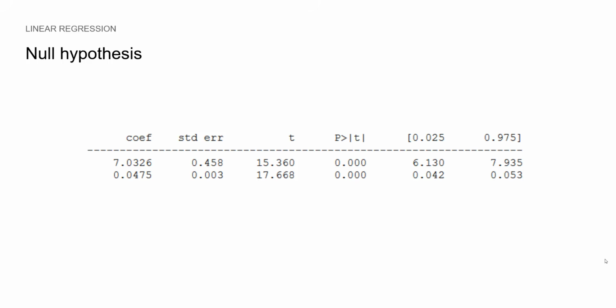So for each coefficient, you get here the p-value, which is the p greater than absolute value of t. Here you see the value is 0, but it is really not 0. However, it is so small that it appears to be 0.